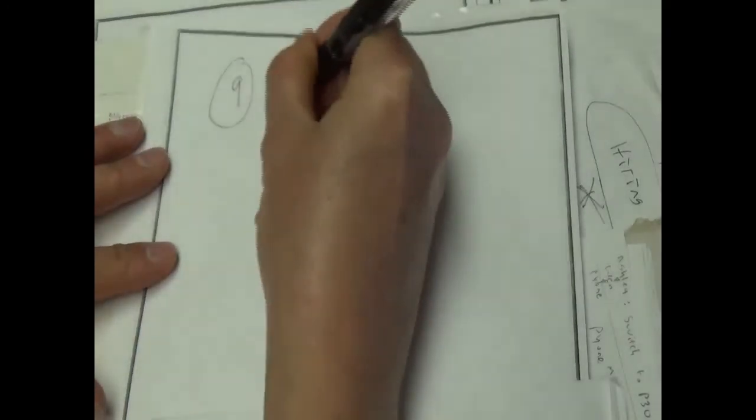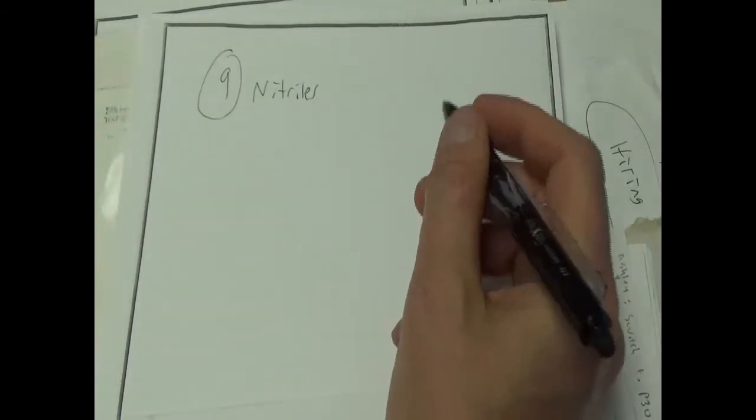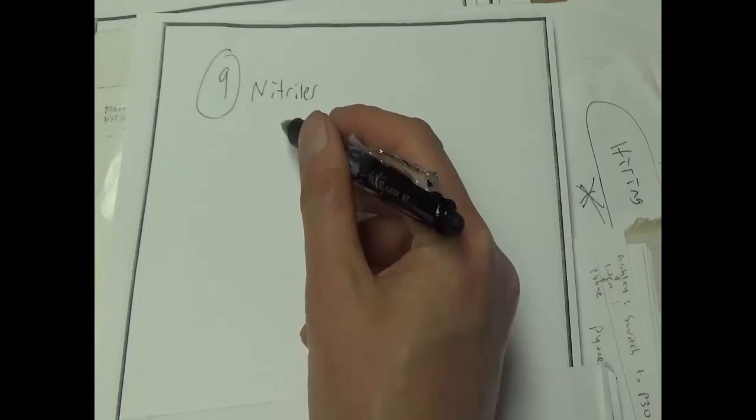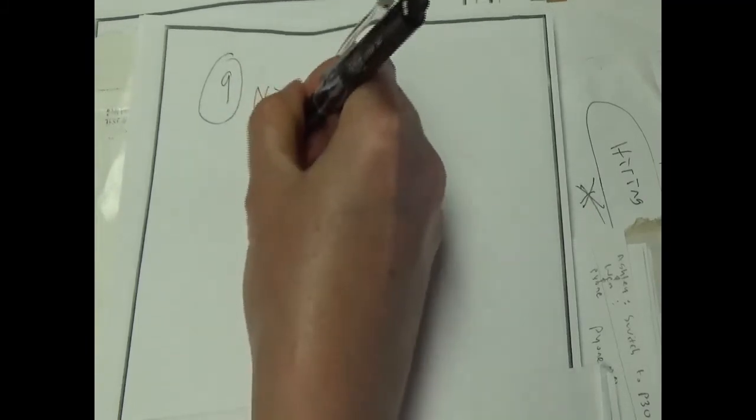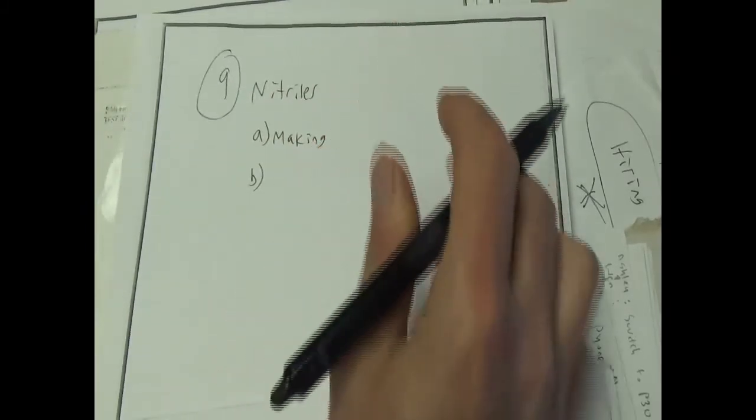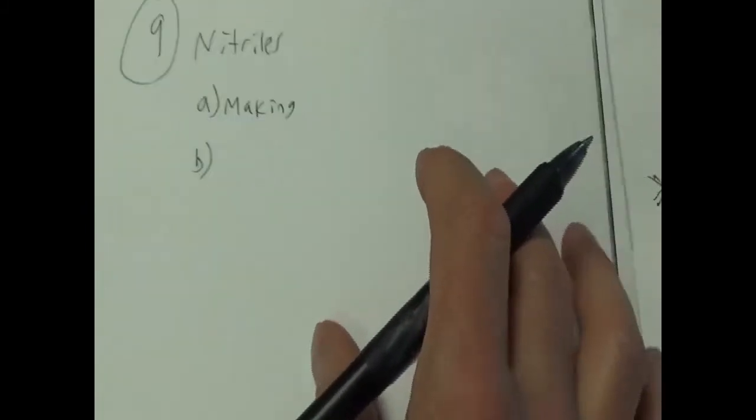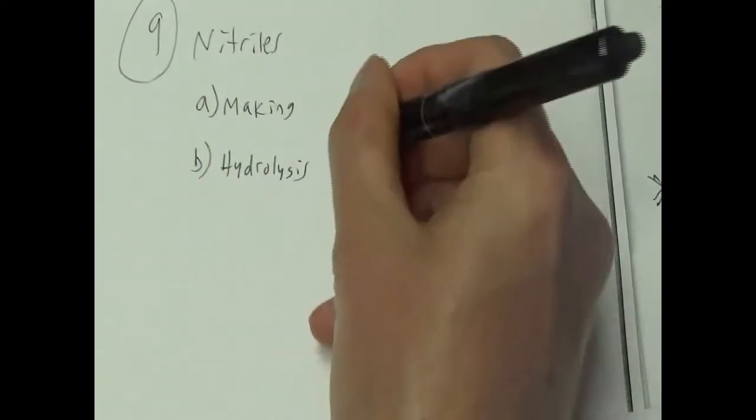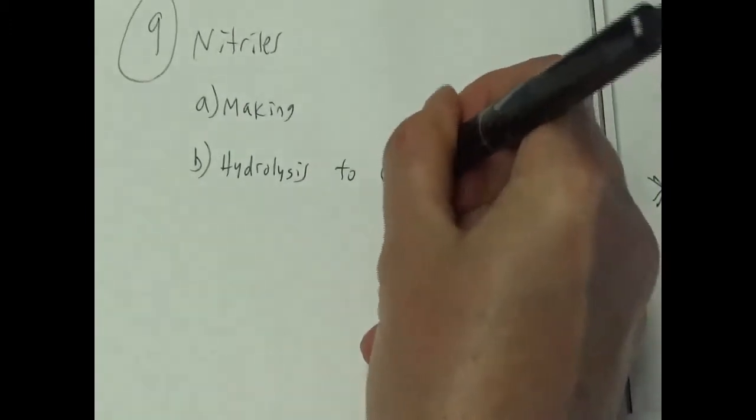Okay, so again we're on number 9, which is chemistry and nitriles. And we did A, which was making them, by the SN2 and cyanohydrin method, making or synthesis of. Now we're on to B, which is some of the reactions of nitriles. One of them is hydrolysis to carboxylic acid.